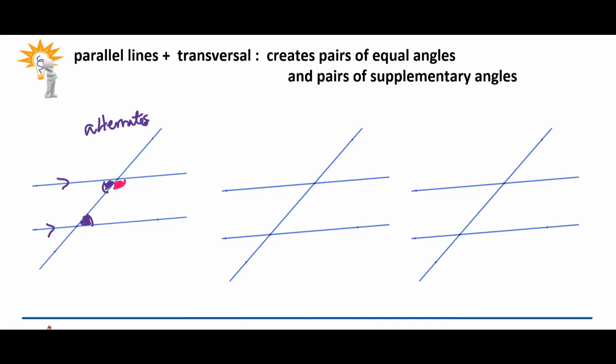Here's another pair of alternate. There are only two pairs of alternate, and in parallel lines, they are equal. In parallel lines. Notice I keep saying only in parallel lines.